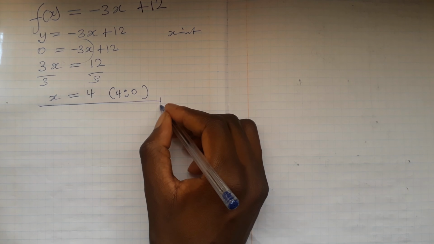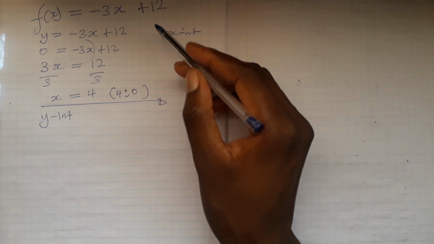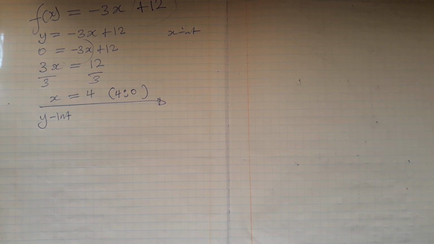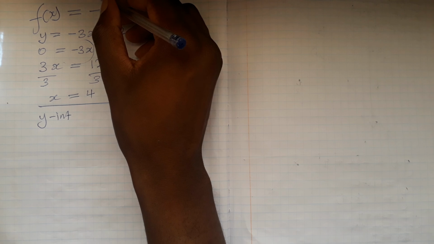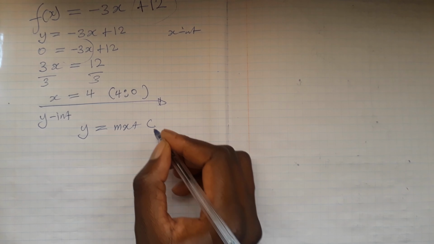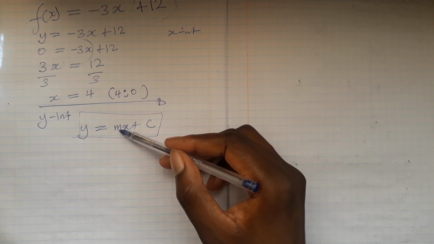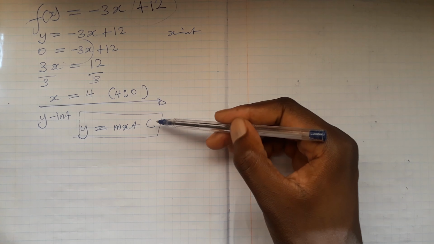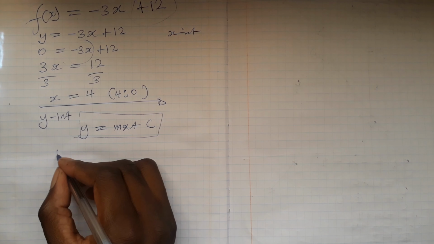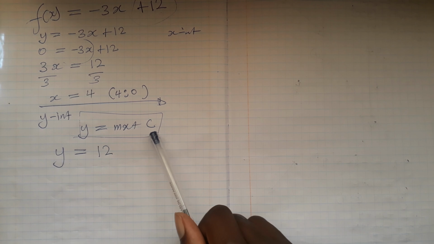What about the y-intercept? For the y-intercept, you know that we look at the constant at the end of the equation, which is c. So the equation says y equals mx plus c. When you compare this equation with this function, you can see that m is represented by -3 and c is represented by 12. In other words, the y-intercept says y equals 12.